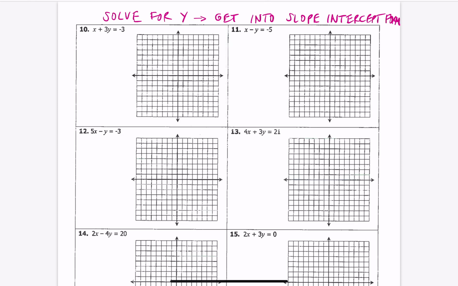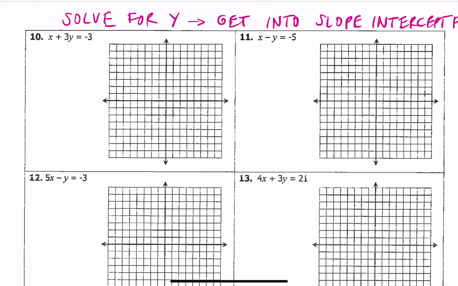So the first step you're going to do for number 10 is get y by itself. So you've got to get rid of your x term first. I have to subtract x from both sides to make this go away. I get 3y equals minus x minus 3. My next step is to get rid of that coefficient in front of y because I want y alone, so I have to divide everything by 3. Everything gets divided. So this becomes 1y, which is y. This is really negative 1/3 x. And then negative 3 divided by 3 is minus 1. So now I have my equation in slope-intercept form.